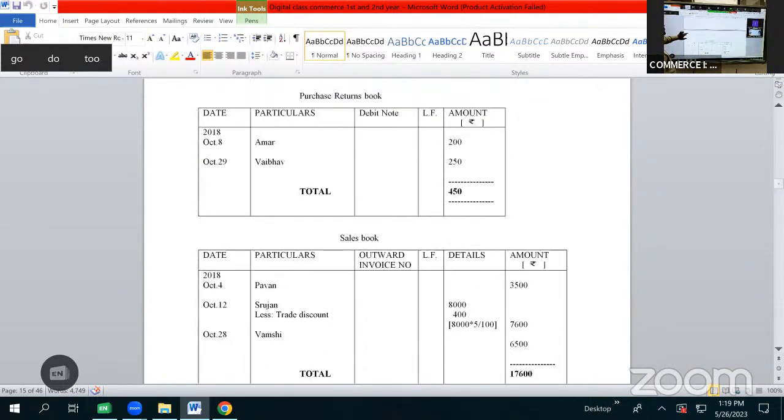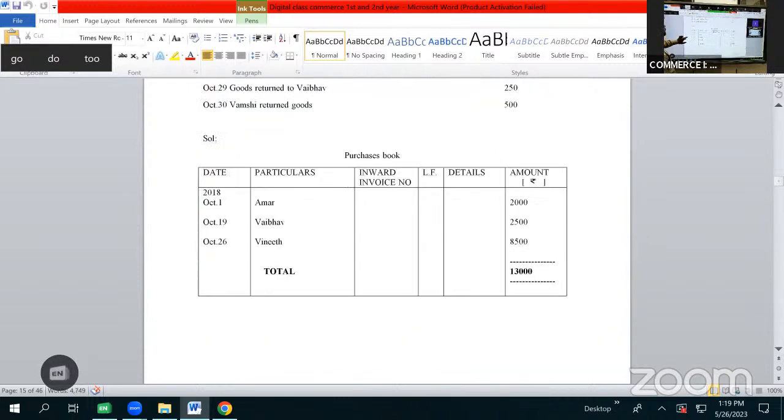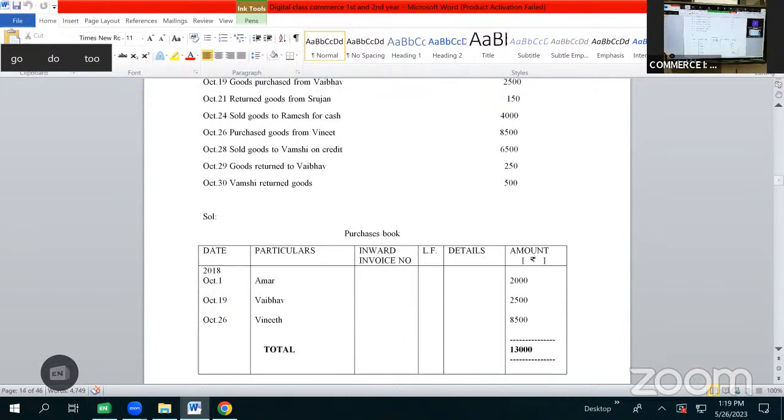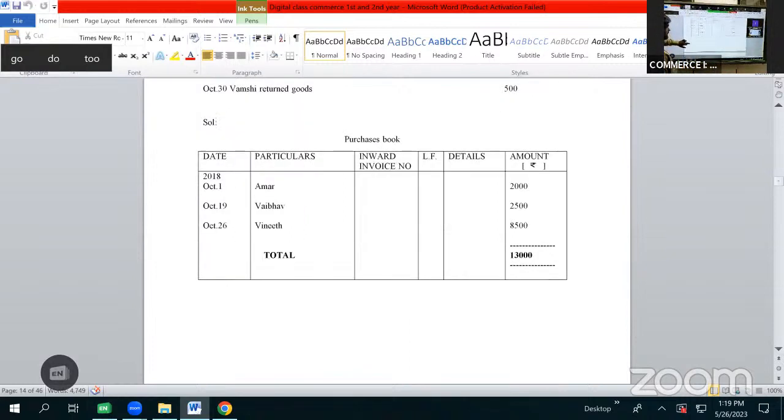Then after October 21, we have another transaction on October 24: sold goods to Ramesh for cash 4,000 rupees. It is a transaction of cash. So as it is a cash transaction, it will not be recorded in sales book. So we'll be writing a note for it.